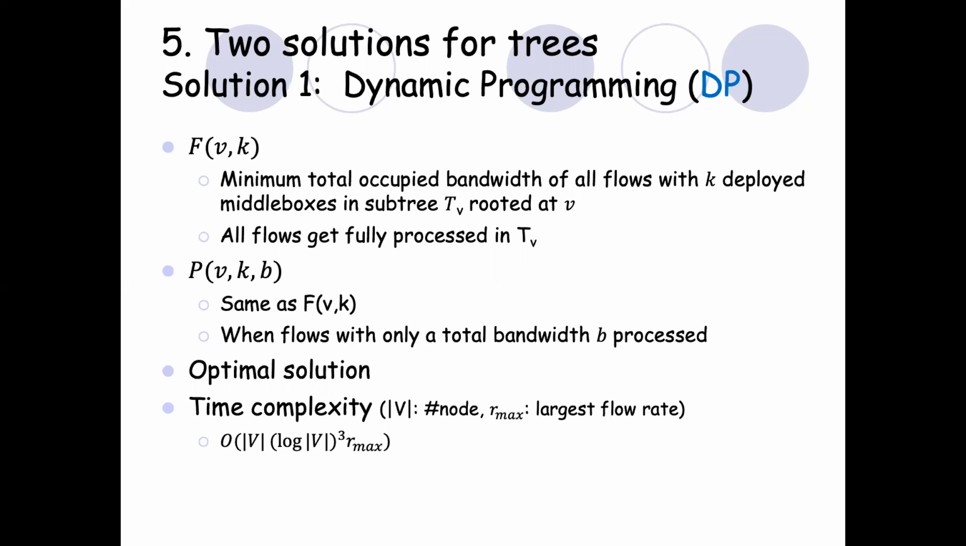And we show that it is optimal, and the time complexity is V times log V cubed times the largest flow rate, because we need to list all combinations of feasible K and B. K is less than V and B is less than the number of flows times the largest flow rate. And the number of flows is less than log V after merging all flows from the same source.